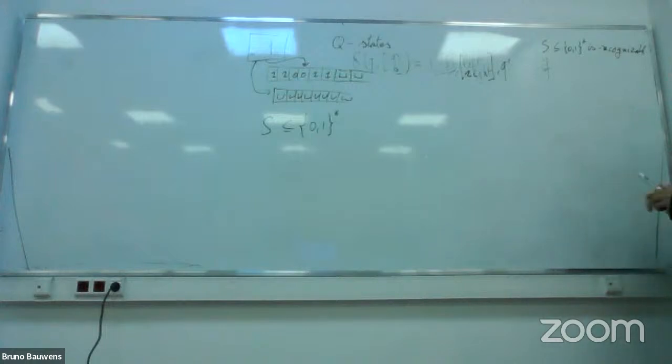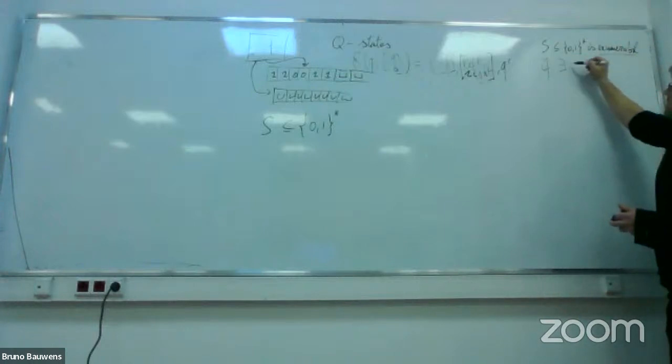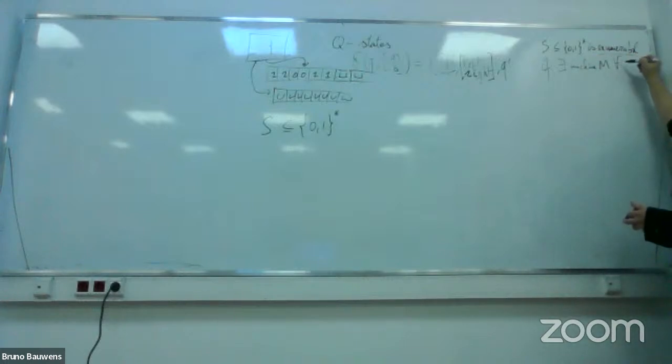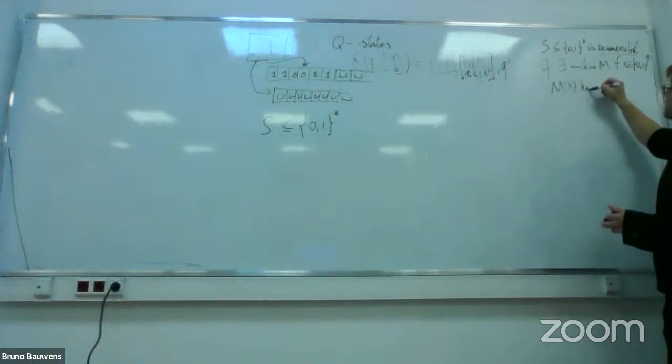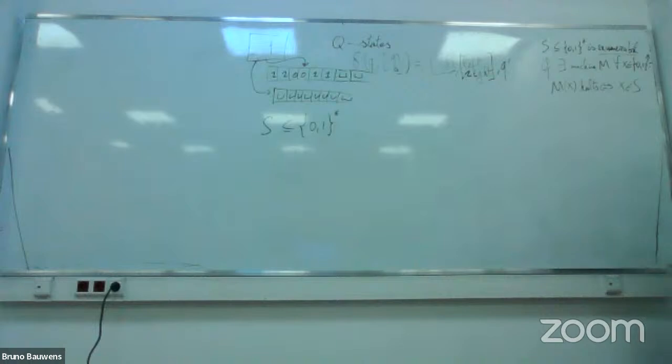Sorry, enumerable is the word I will be using, just to be consistent with the books. So if there exists a machine M such that for all x in {0,1}*, M on x halts if and only if x is in S.